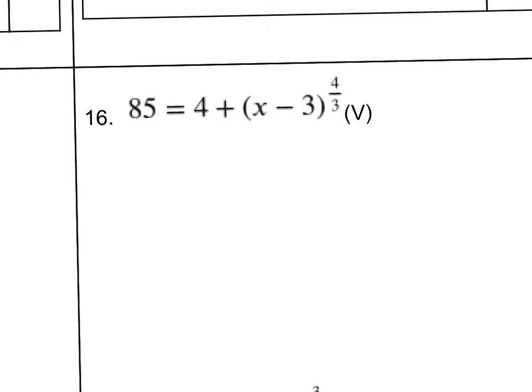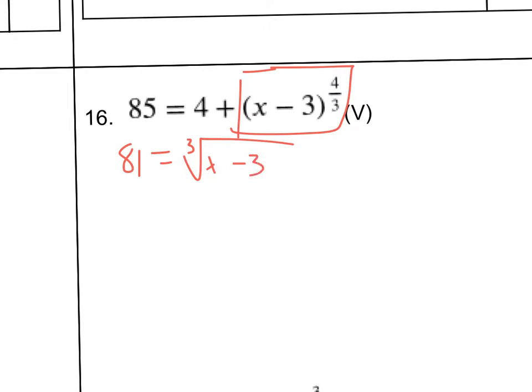All right, here we go. Okay, let's get our rational exponent expression by itself. I'm going to subtract 4 from both sides to get 81 is equal to this thing. At this point, I'm also going to convert this to a radical to make my life a little bit easier. So it's x minus 3 on the inside, and then we've got the 4th power on the outside.